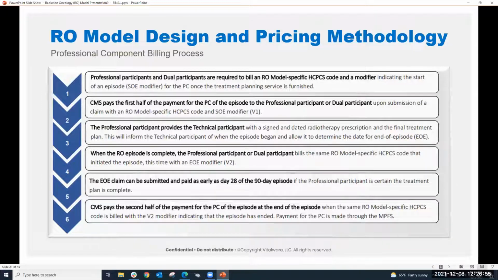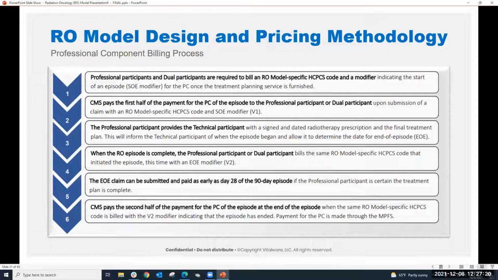Then the professional participant has to provide the technical participant with a signed and dated radiotherapy prescription and the final treatment plan. So this is going to inform the technical participant that the episode has begun, because that technical piece, those services need to be provided within 28 days of that start of episode.